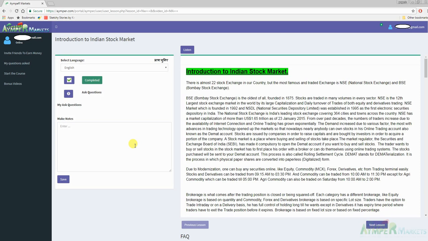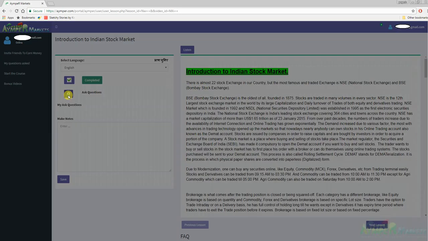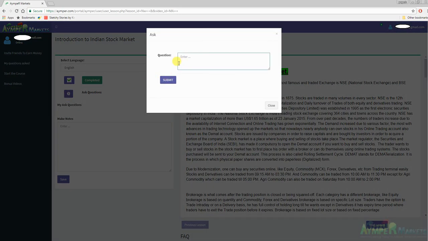facility that our admin has given you is that you can ask any question related to this particular topic which is open, that is introduction to the Indian stock market. You can see, ask a question. So as soon as you press this question mark, you can say, I do not understand how people still make the right choice for stocks, something like this, question mark.